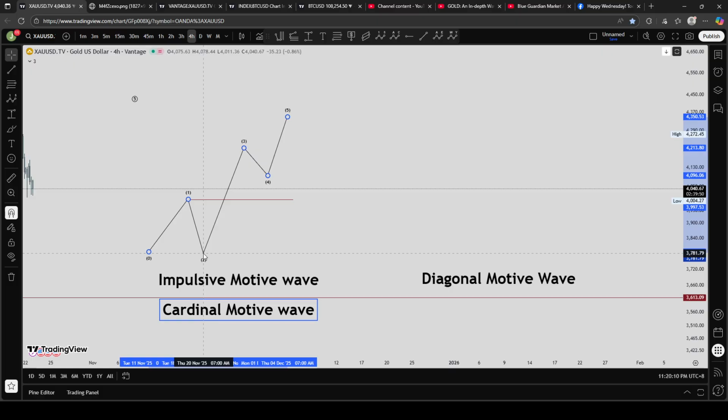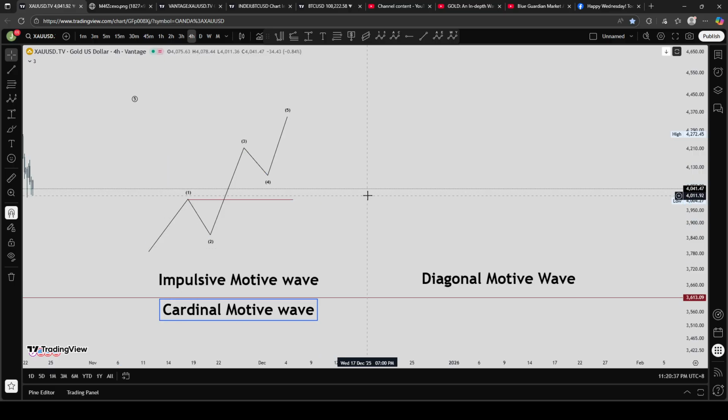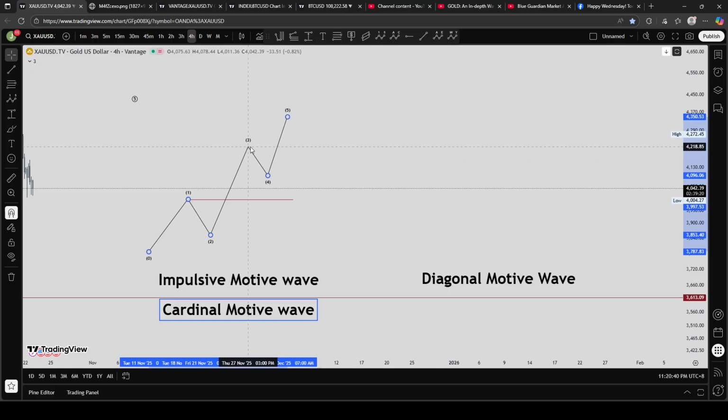wave 2 should not retrace beyond the origin of wave 0. So if this is our wave 0, then wave 2 should not retrace beyond that, or else the motive wave, the cardinal motive wave or impulsive motive wave, will be invalidated. That's the first rule. Wave 2 should not retrace beyond the territory of the origin of wave 1. The second cardinal rule of Elliott wave theory is that wave 3 must not be the shortest.